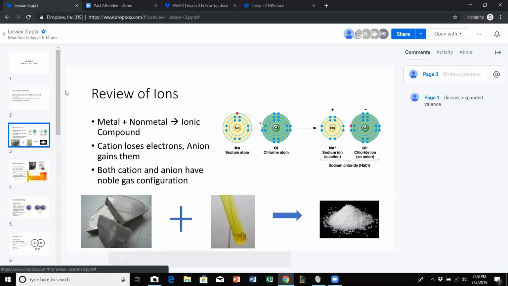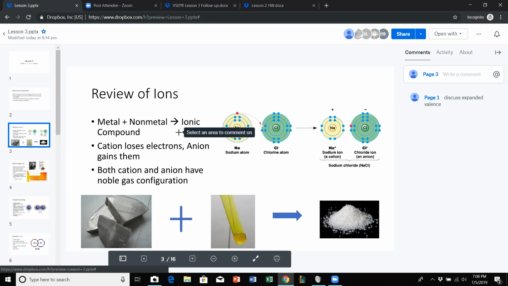So a metal plus a non-metal gives an ionic compound. These are the simple ionic compounds, not with our polyatomic ions. So the metal sodium plus a non-metal chlorine goes to this ionic compound, table salt. The cation will lose an electron and the anion will gain the electron, and both the cation and the anion have a noble gas configuration, okay?